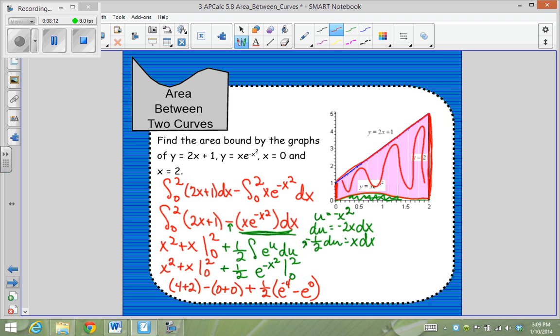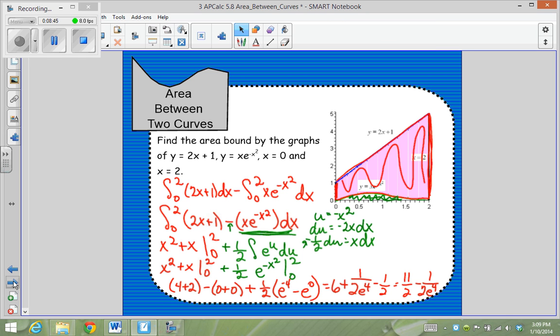Okay. Hopefully, as you go through and do this, 4 and 2 is 6. Plus 1 over 2 e to the negative 4th. And then e to the 0 is a 1, but times the 1/2 in front, so minus 1/2. So 6 minus 1/2, and we get 11/2 minus 1 over 2 e to the 4th. And hopefully we're good with that. If you need anything, be sure you let me know tomorrow because I did kind of crowd that up a little bit. Okay.